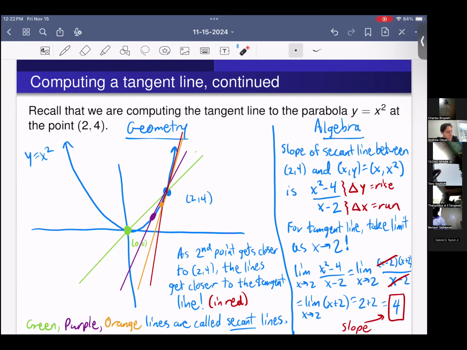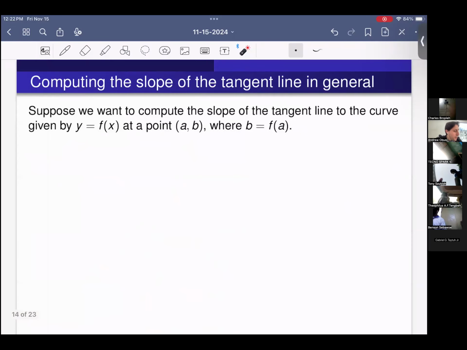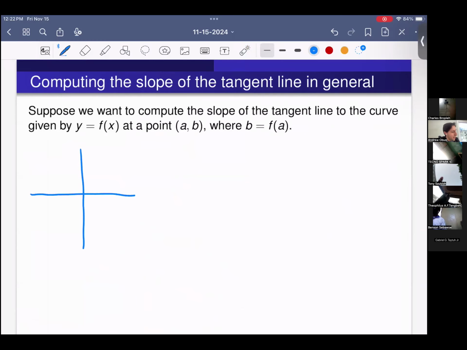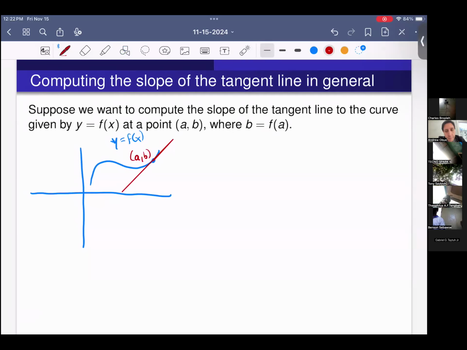Okay. So how does this work in general? So let's say we want to compute the slope of a tangent line to a curve given by y equals f of x at a point (a, b). So here I'm just going to draw a generic curve, y equals f of x, and this here is going to be the tangent line. Maybe I'll draw it in a different color. Let's draw the tangent line here. That's going to be my tangent line to the curve at some point (a, b). This is going to be my point.